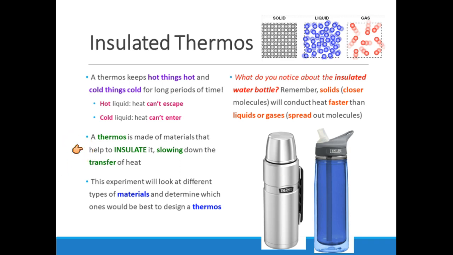All right. Now, the reason thermoses work really well is because they're made of materials that help to insulate it. And again, insulation or insulators are going to slow down the transfer of heat. Both directions, right? They're going to slow down heat coming in. They're going to slow down heat leaving. So that's why it works for both hot liquids and cold liquids. So in our experiment today, we're going to take a look at a bunch of different materials, and we're going to decide which of these would be the best to design a thermos.